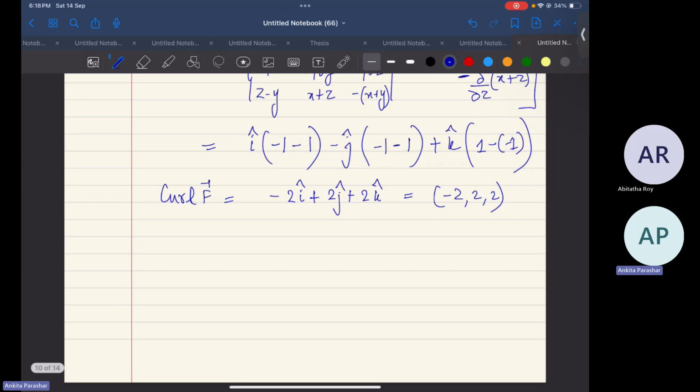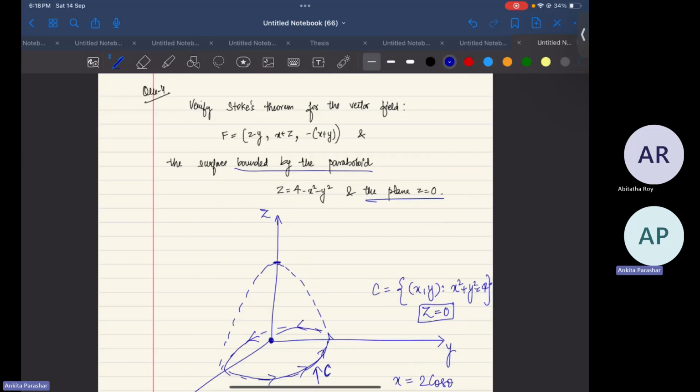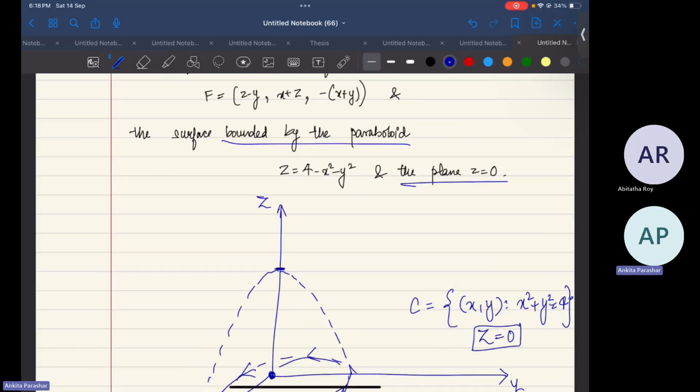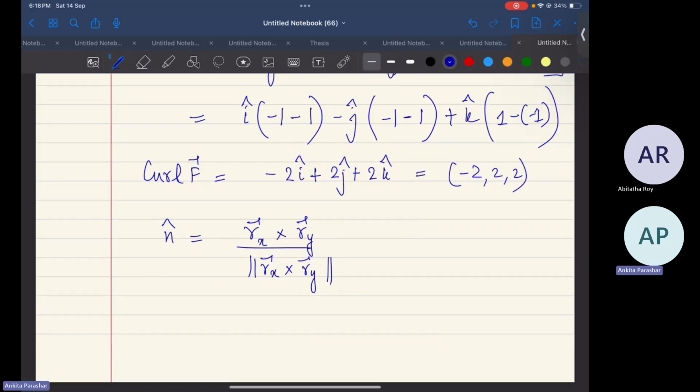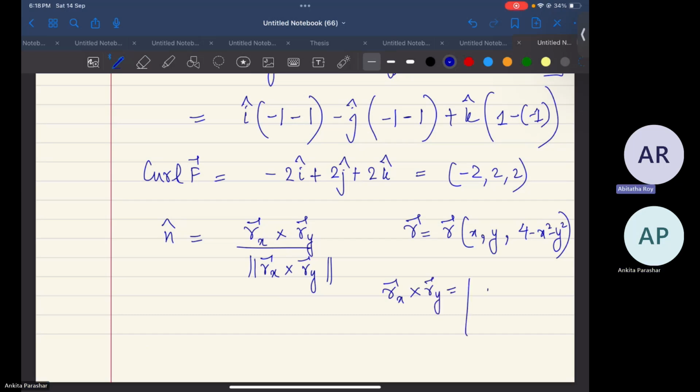Okay, we have this. We have to find n cap. N cap was Rx cross Ry over the norm of Rx cross Ry. So what is our surface? We have to find the surface. Surface is 4 minus x square minus y square. So R is R of x comma y comma 4 minus x square minus y square. So what is Rx cross Ry? 1, 0, minus 2x.